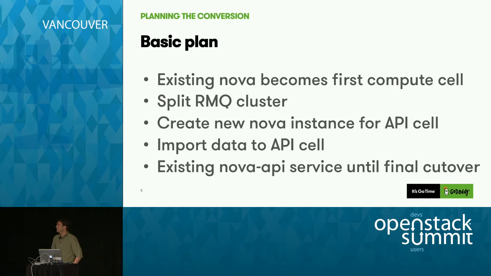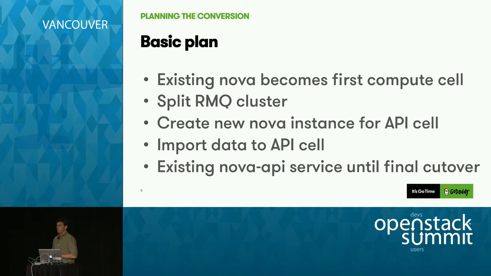The basic plan: we're going to take our existing Nova that we've already got out there, and that's going to become our first compute cell, our first child cell, if you will. We're going to split the RabbitMQ cluster because we need two: one for the API cell on the top, and one for the compute cell at the bottom. But we want to do this in a way that's fairly unimpactful, so that we can keep the thing running and maintain our state during the whole process.